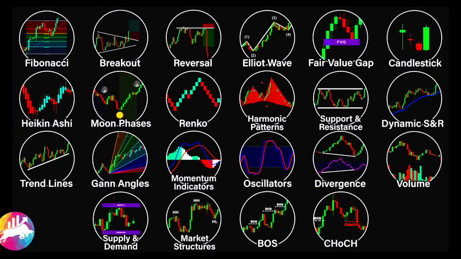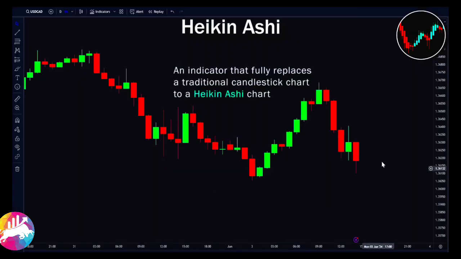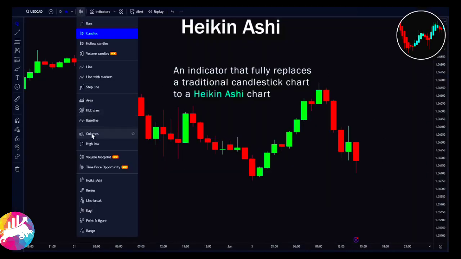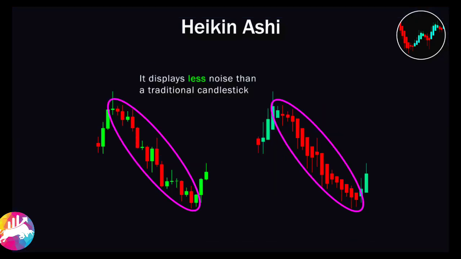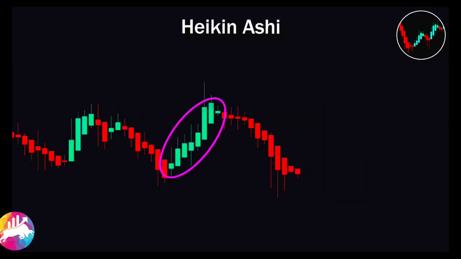Heikin Ashi. It is an indicator that fully replaces a traditional candlestick chart with a Heikin Ashi chart. When applied, it tends to give less noise than a traditional candlestick. A green Heikin Ashi candle signals that the price is on an uptrend, and a red Heikin Ashi candle signals that the price is on a downtrend.